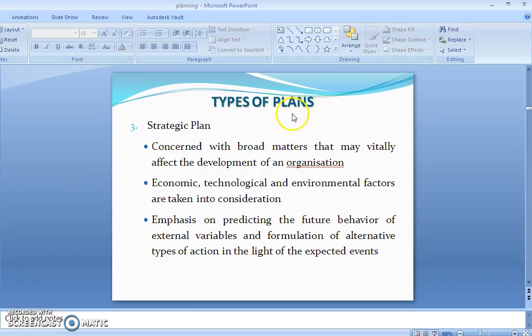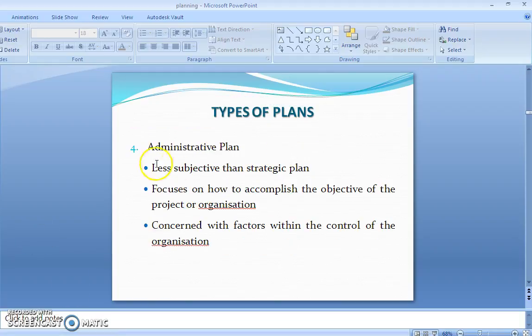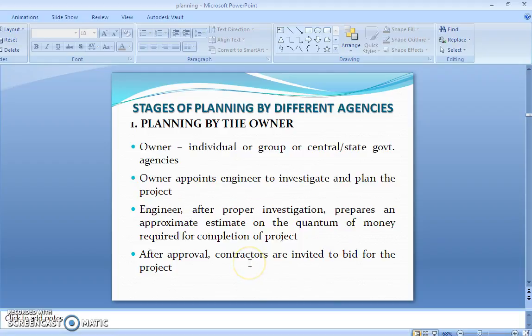Now the next one is the strategic plan, and this is concerned with broad matters that may widely affect the development of the organization, like economic, technological and environmental factors. Here we are giving more emphasis to predicting the future behavior of the external variables and formulating alternative types of action. The next one is the administrative plan, and it is less subjective than a strategic plan, and it focuses on how to accomplish the objective of the project or organization, and is concerned with the broad factors within the control of the organization.